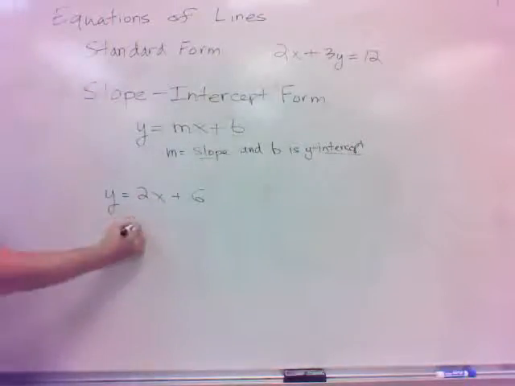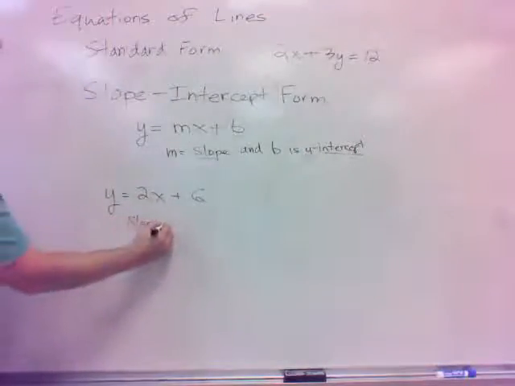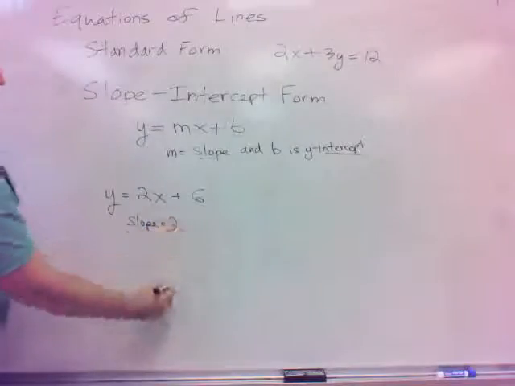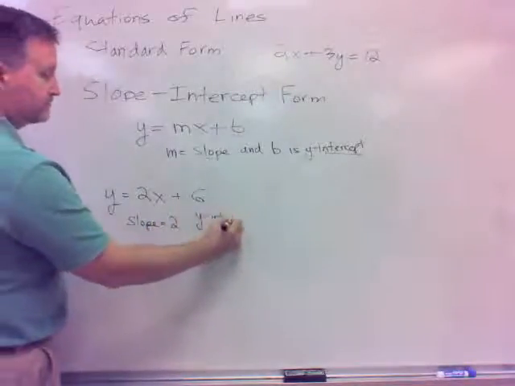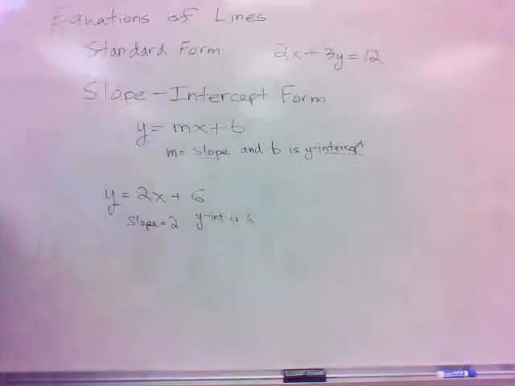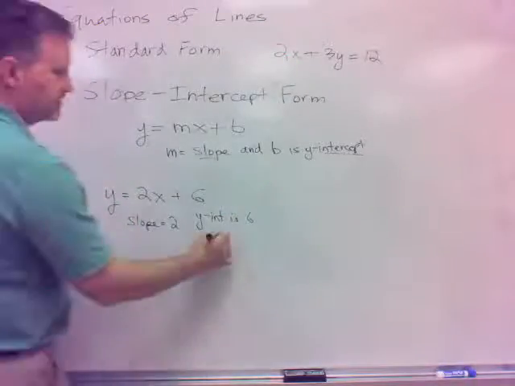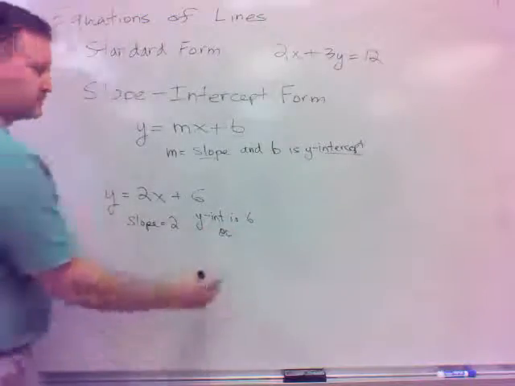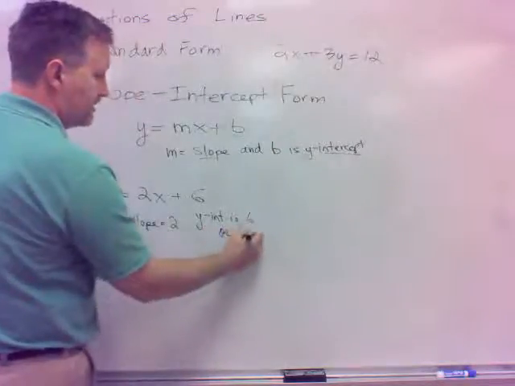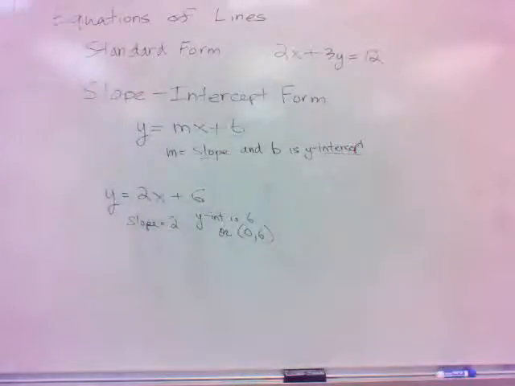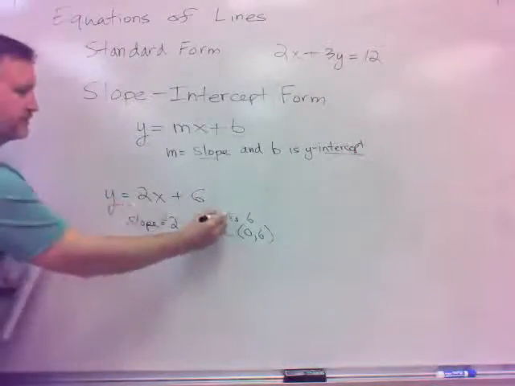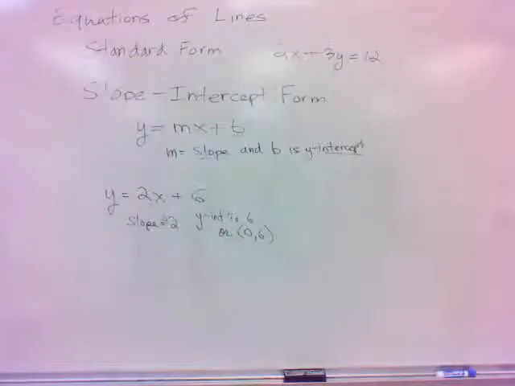What's my slope here? This is saying my slope is going to be 2. And then the 6 is telling me the y-intercept. The y-intercept is 6, or it crosses the y-axis at 6. Or more specifically, we would say, we were really sticklers about this last time, the y-intercept is (0, 6). Right off of that equation, from those two numbers, you can tell those things about this equation.